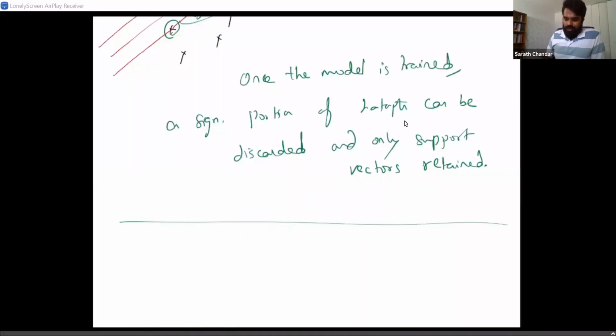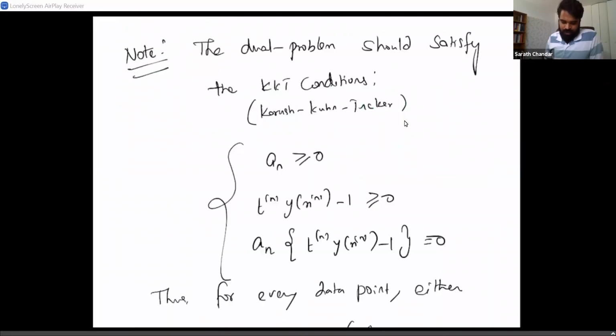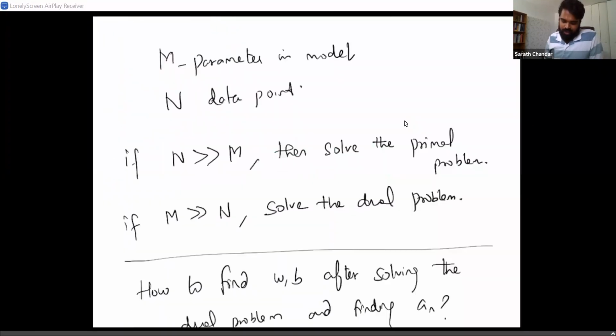Okay, so let us continue. So where did we leave off? We discussed that there is a primal problem for the max margin formulation and a dual problem. You would solve the primal when you have more data points than the number of features, and you would solve the dual when you have more features than data points, right?